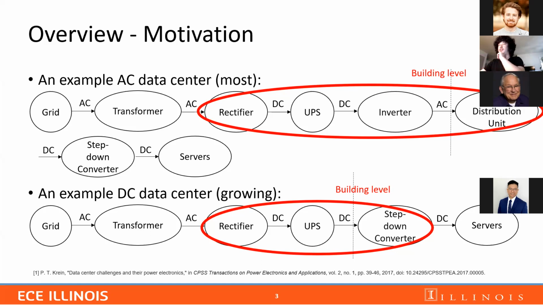Since there are fewer power conversions in DC data centers, there will be a lower conversion loss, so the efficiency can be higher. And since there are fewer components, the size will also be smaller, and it will be more reliable. However, since DC data centers are a relatively recent development, there is a lack of power supply standards and regulations for DC data centers.